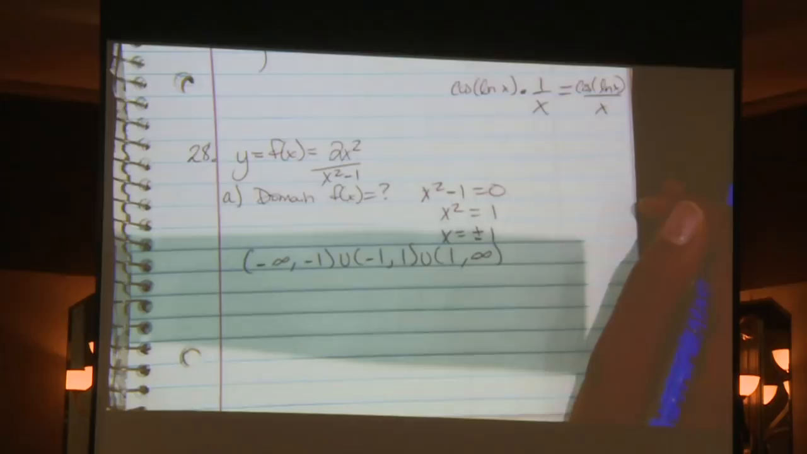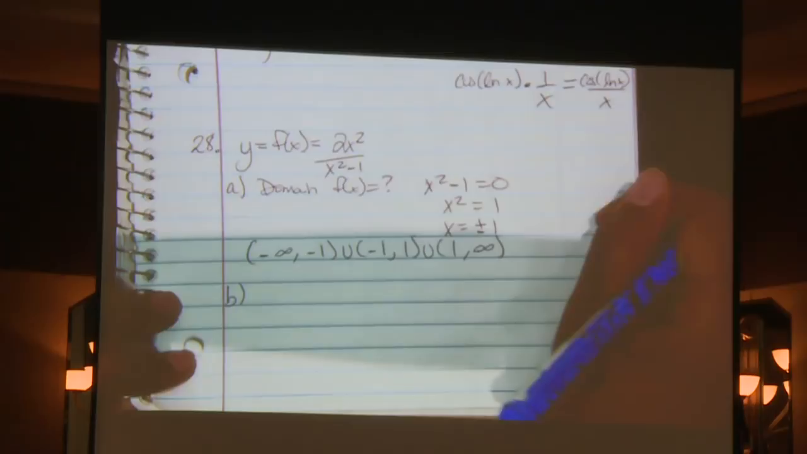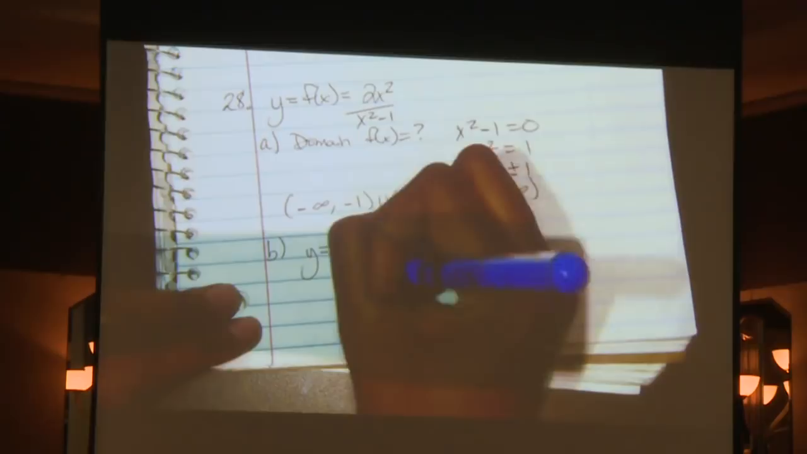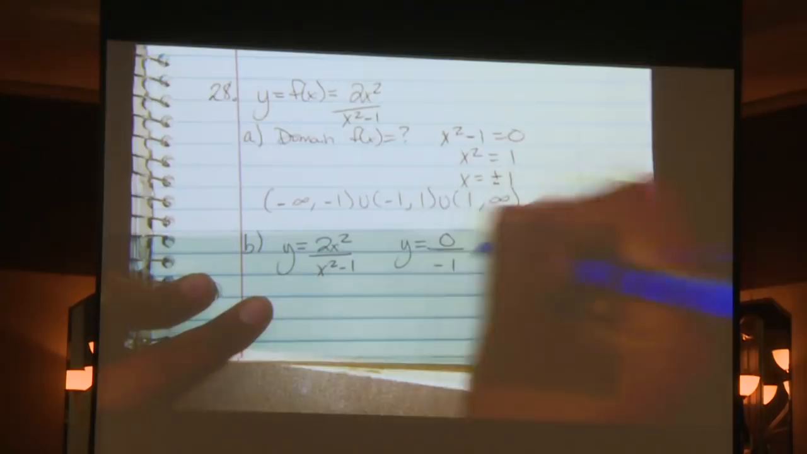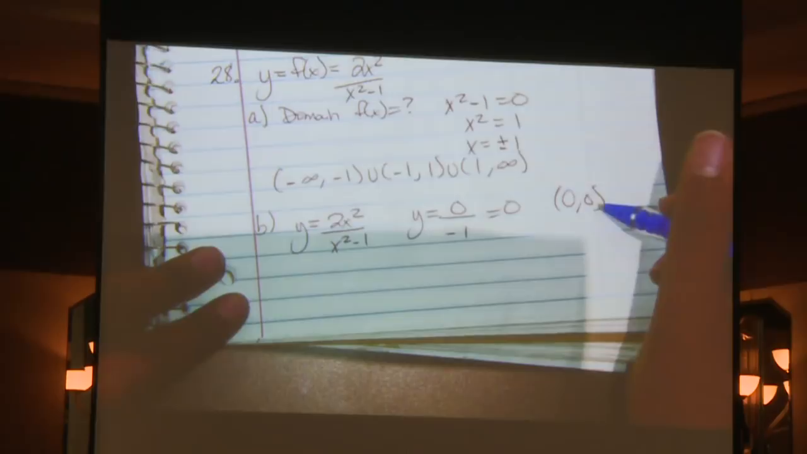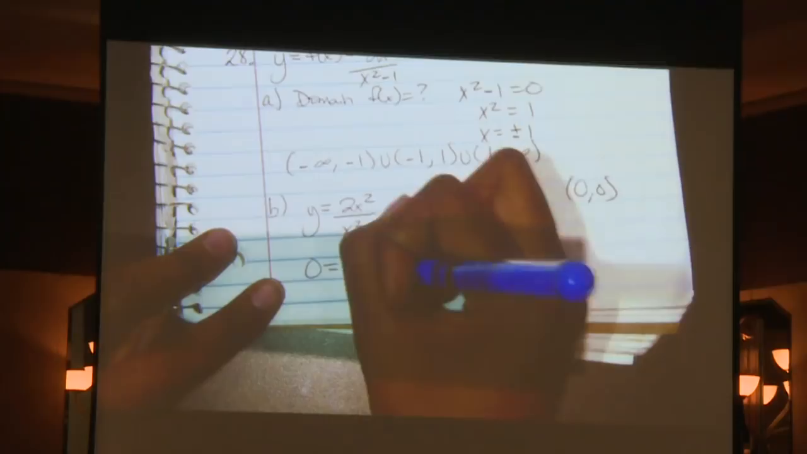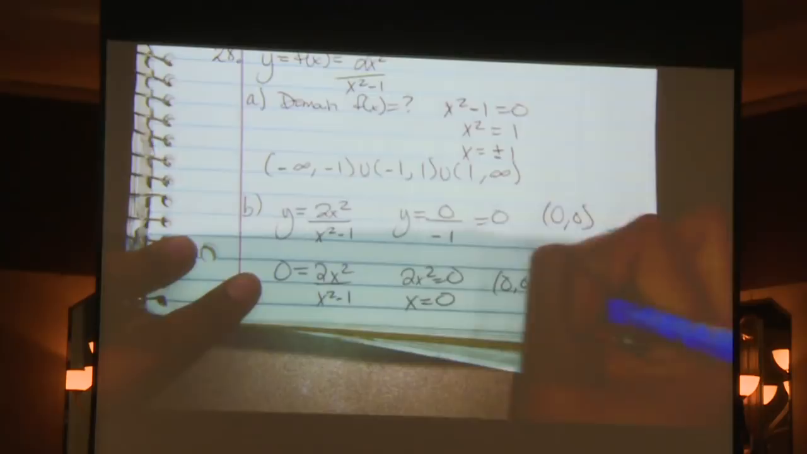So for B, find the x and y intercepts of f of x. Basically, your x-intercept is where your y is equal to 0, and your y-intercept is where your x is equal to 0. So you just plug in. So if this is my equation, wherever my x is equal to 0, that's where my y-intercept is. So y is going to give me 0 over negative 1, which gives me 0. So this is my y-intercept. Because of 0 and 0, you're going to know that my x-intercept is also going to be 0. But say you don't catch that on the first try, you just sub 0 for y to find your x-intercept. So 2x squared over x squared minus 1. Multiply by both sides, you get 2x squared equals 0, you get x equals 0. So this is your x-intercept. Easy enough?